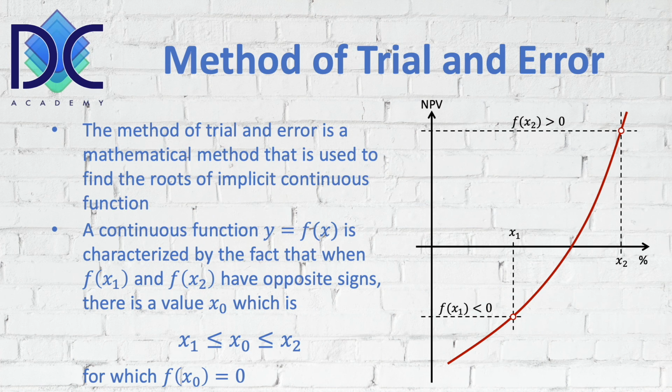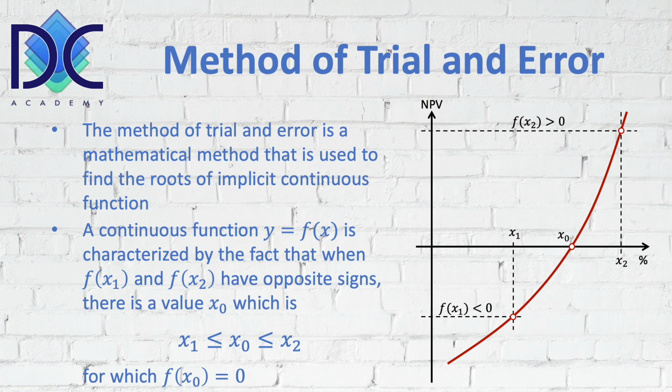So when we have a value x1 and a value x2, and let's say the interest rate x1 and x2, and for example for x1 the interest rate gives us a negative NPV, for x2 a positive NPV, then we know that the zero is somewhere in between.